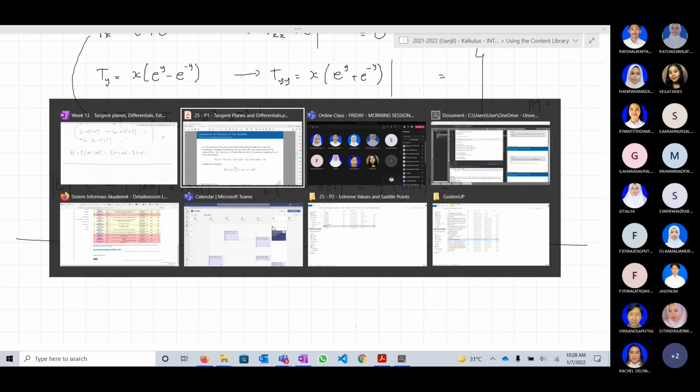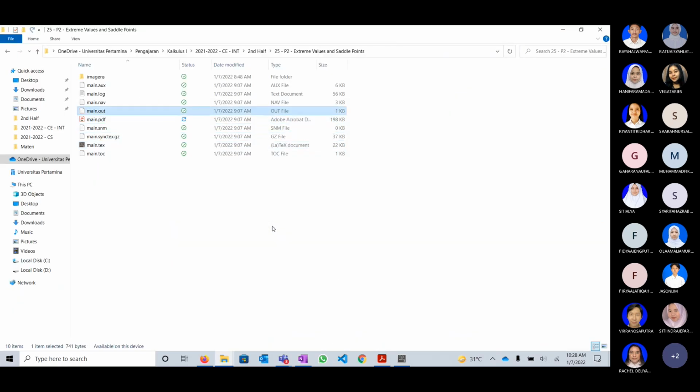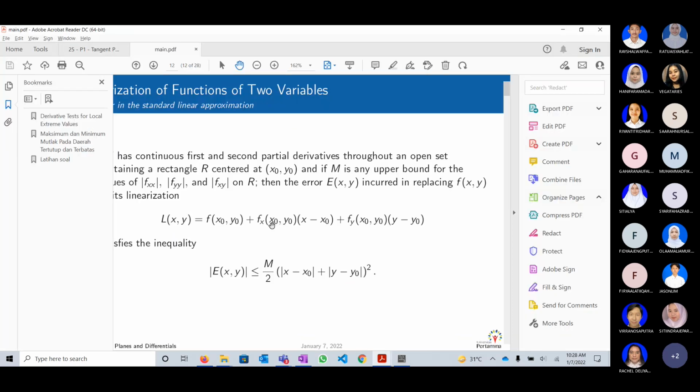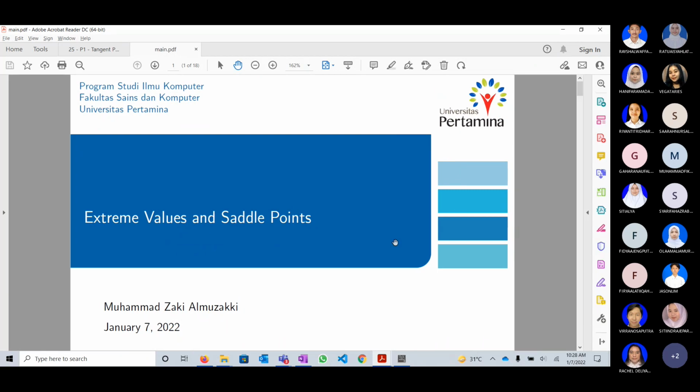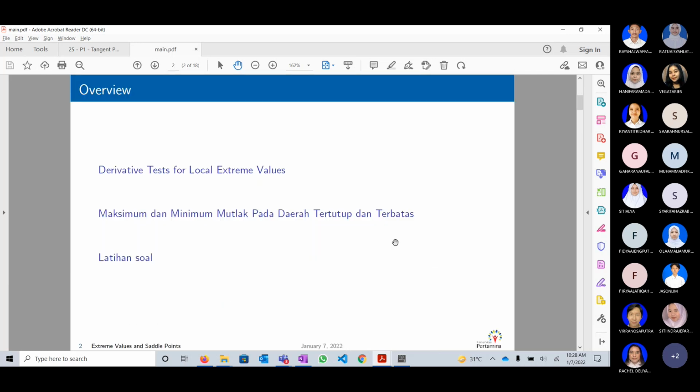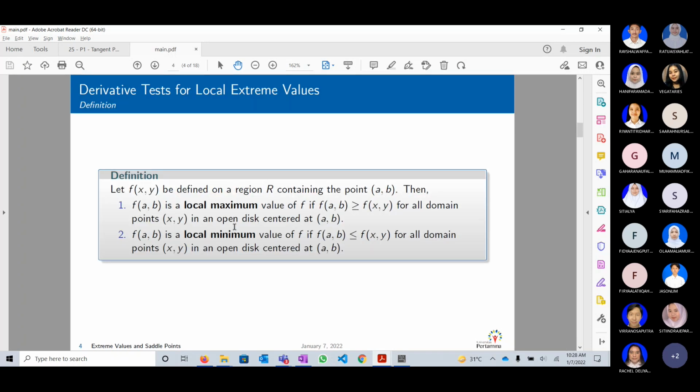Now we go to the next material that is about extreme values and saddle points. And sadly, the materials is not fully ready in English, so this will be mixed between English and Bahasa. So the overview, we have derivative test for local extreme values, and then we have maximum and minimum in closed and bounded region, and then some exercises.